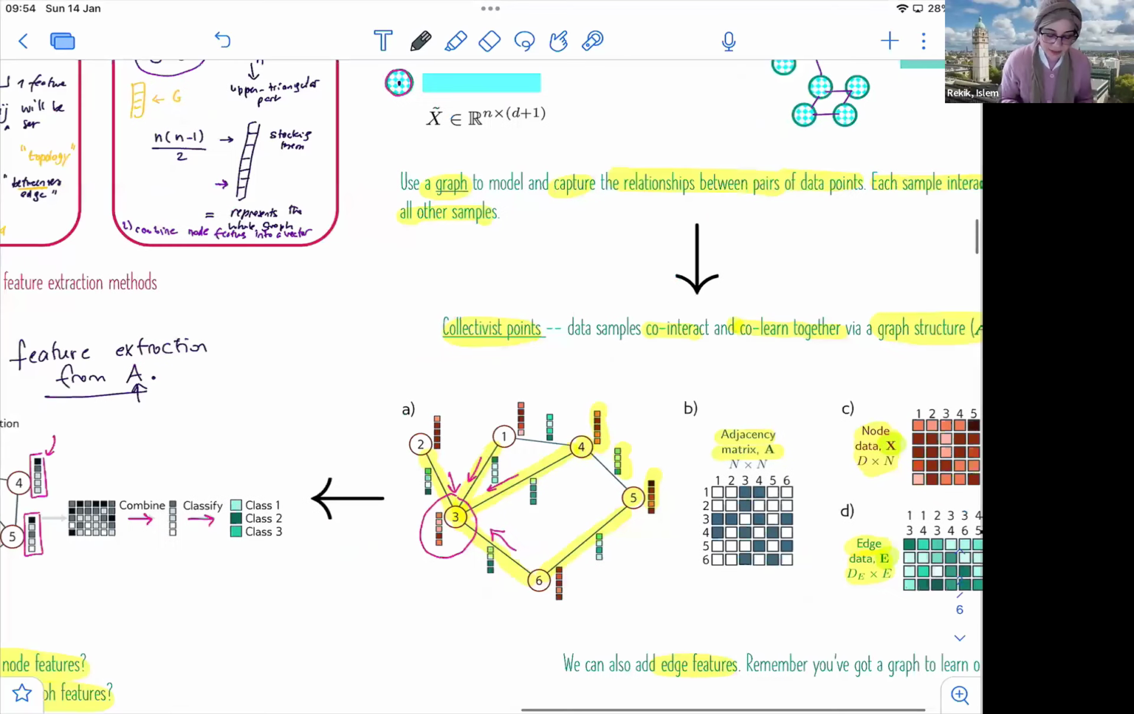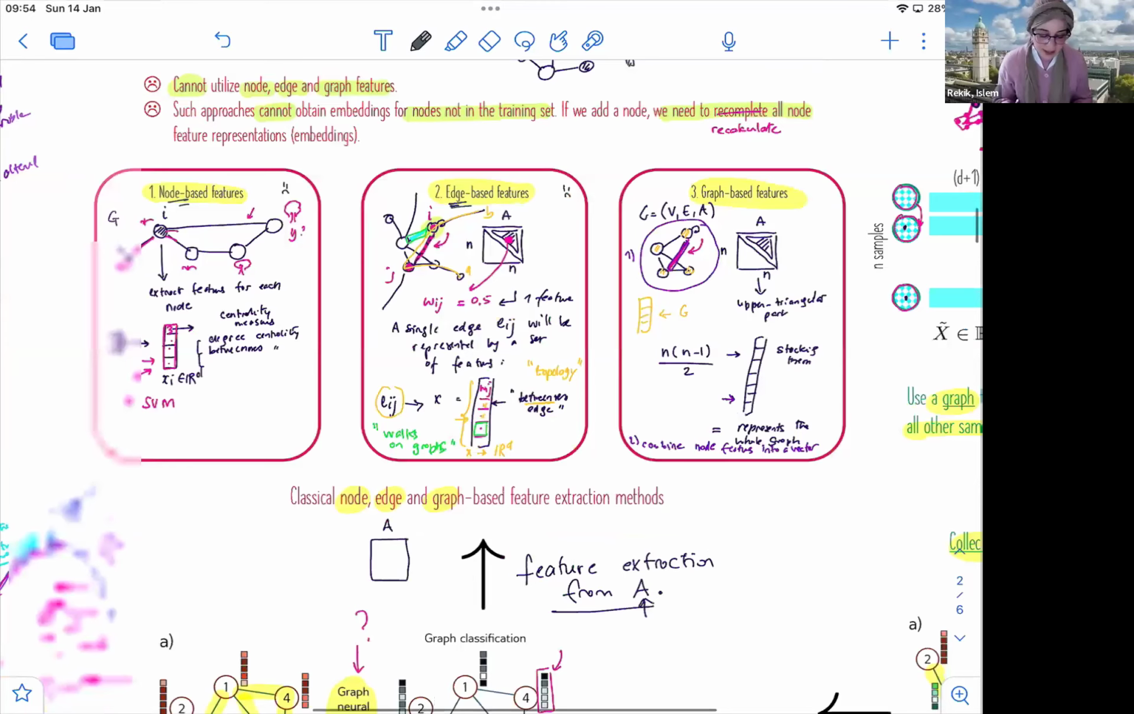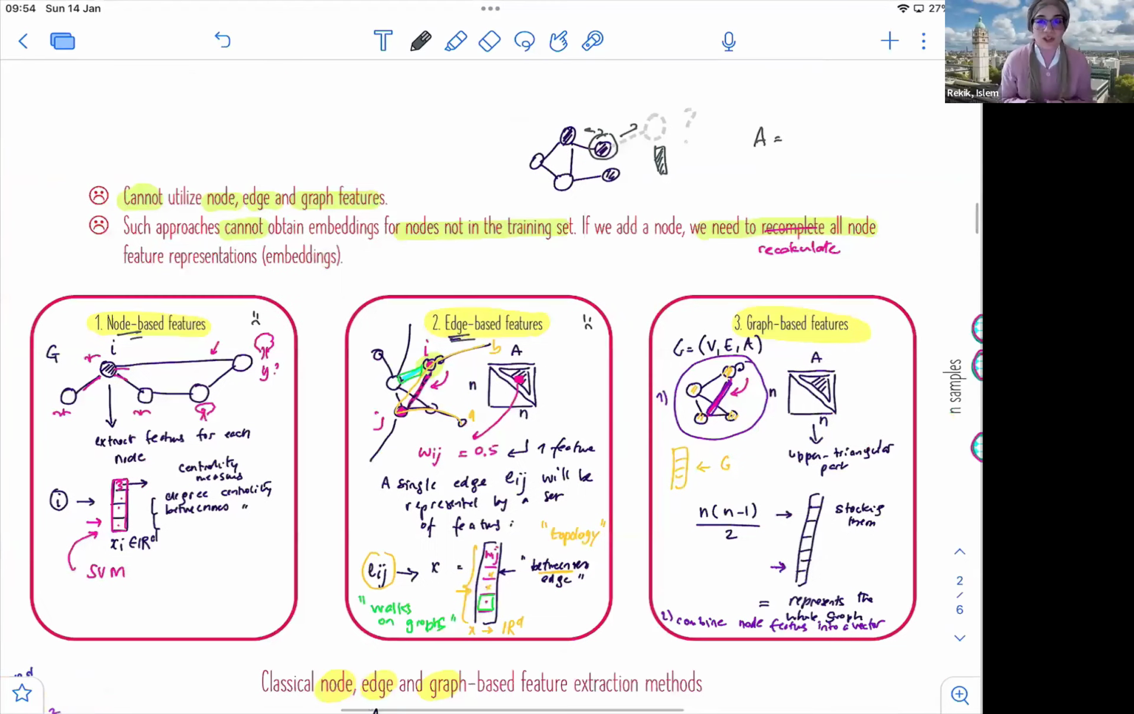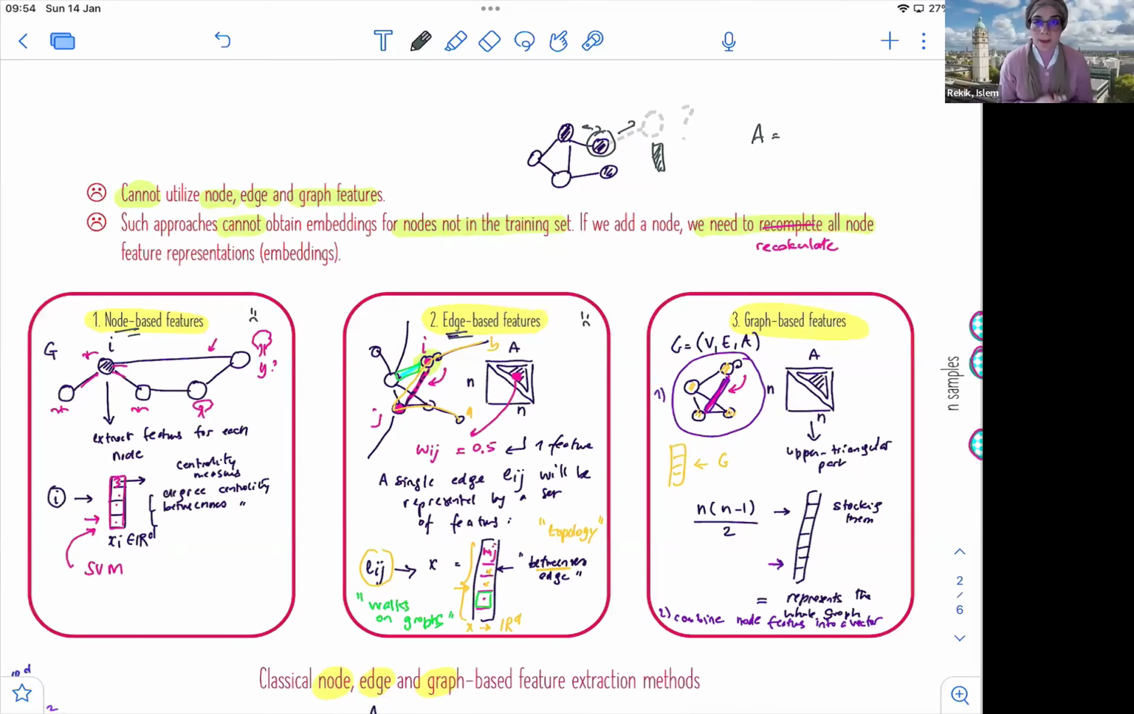However, if we're going to use classical methods, they do not allow us to have annotated graphs, which means graphs with nodes that have original extra features, and edges that have extra features. Also, when we add a new node, we need to recalculate all these classical node, edge, or graph-based feature extraction values for all these nodes. So that's not good. Now, this is where GCN comes into play and comes as a solution for this. So we will see this in the second section.